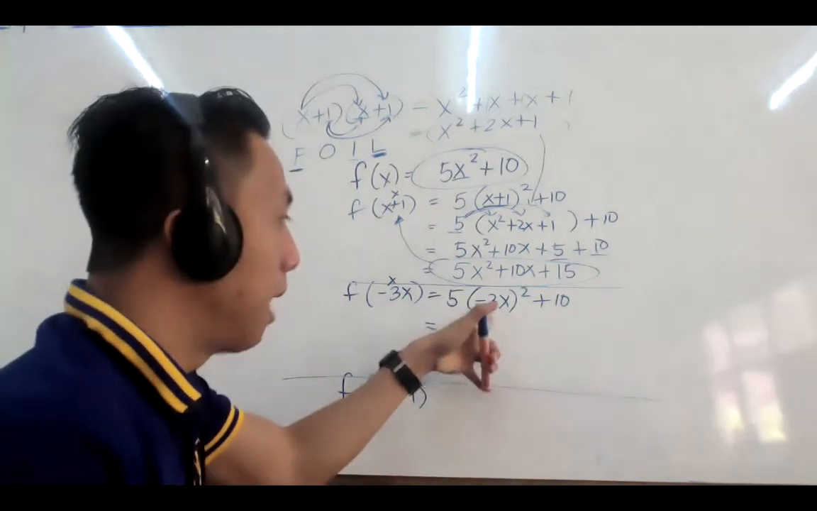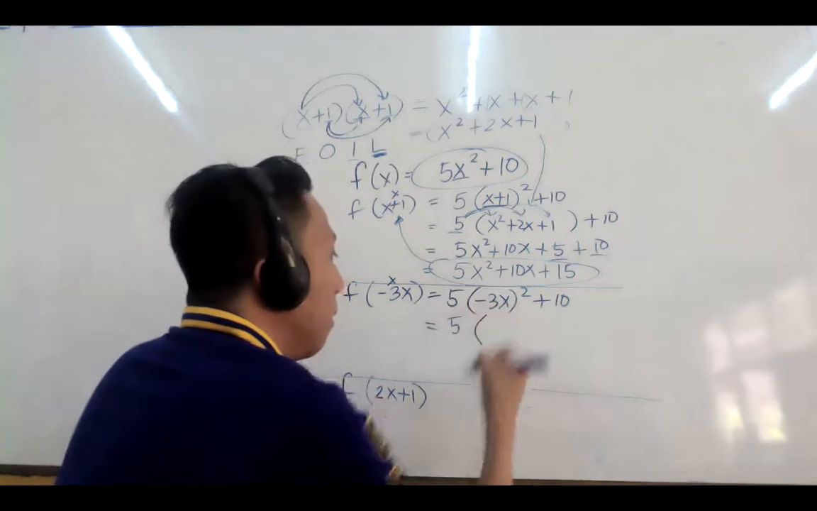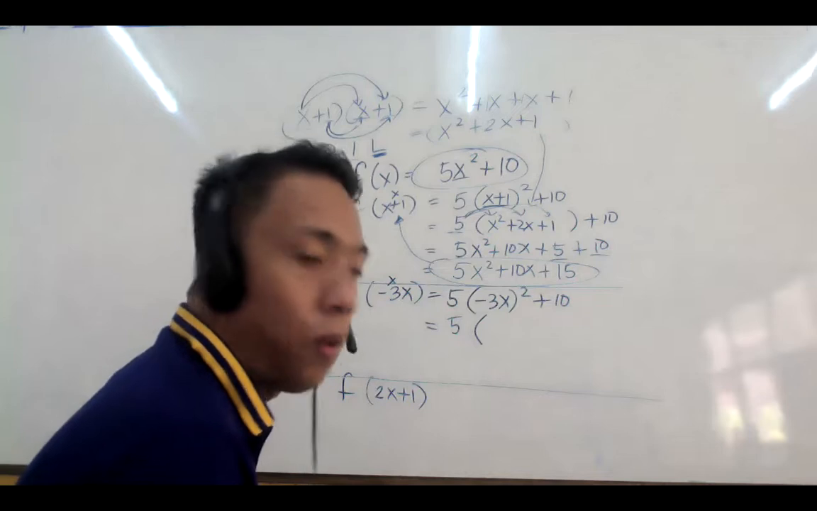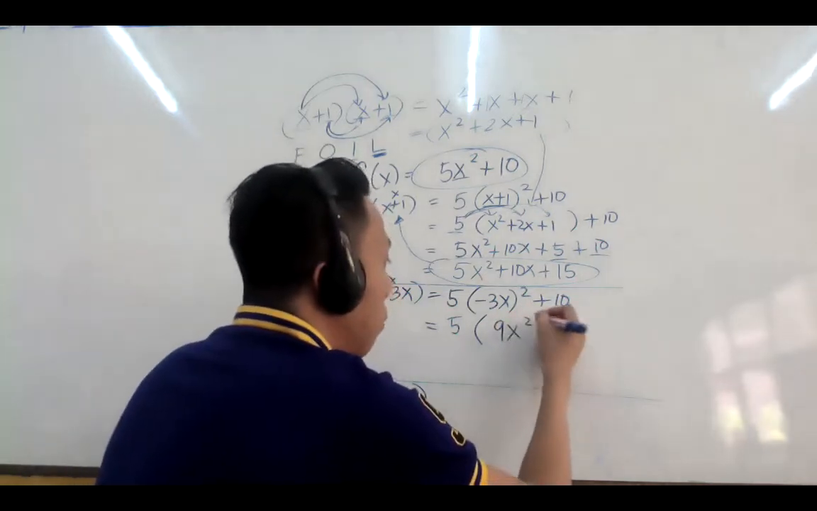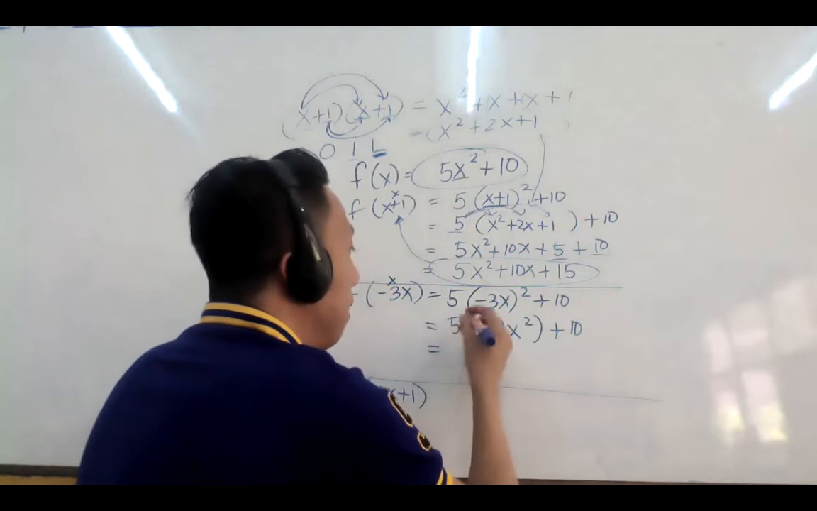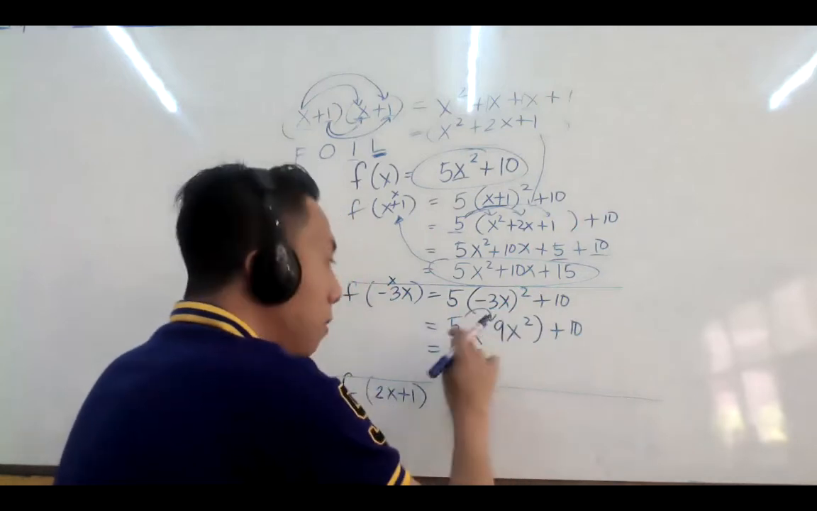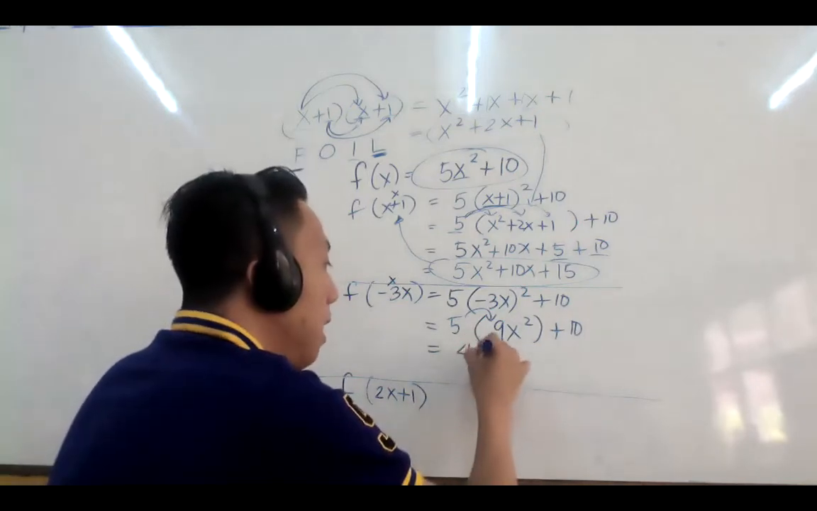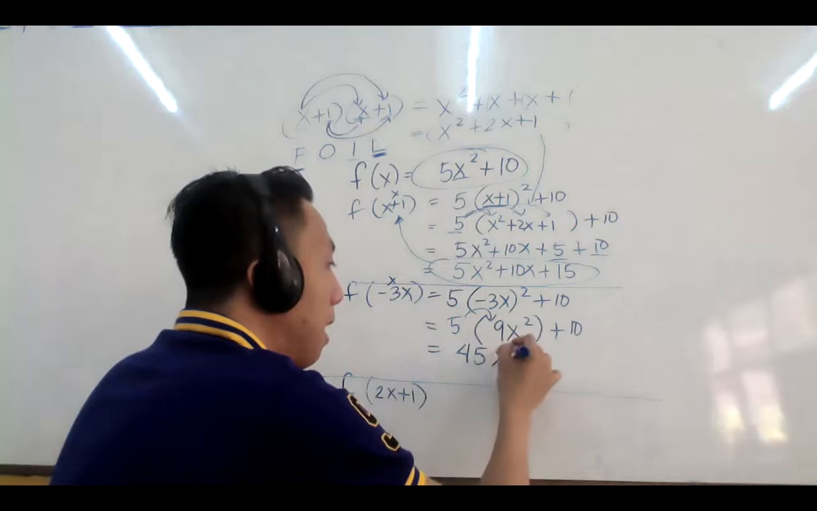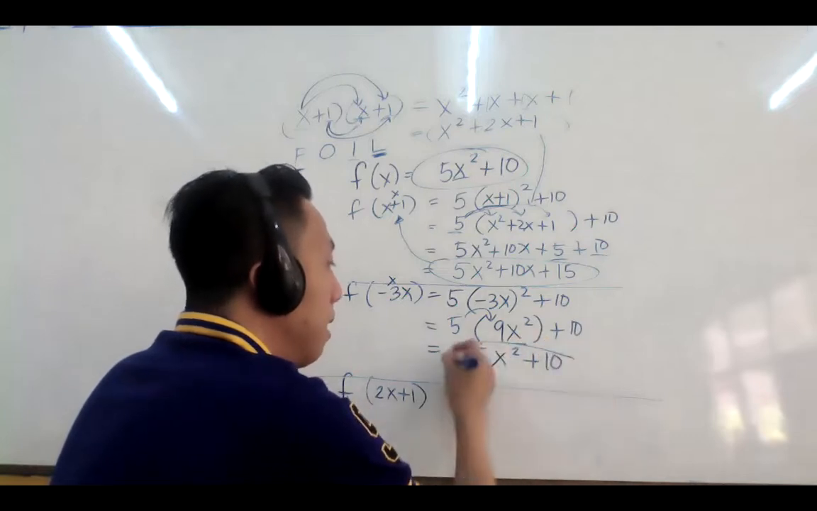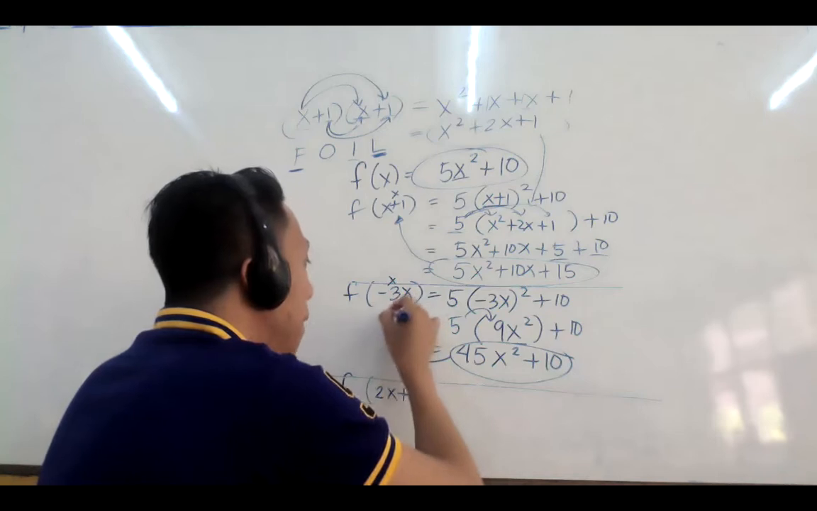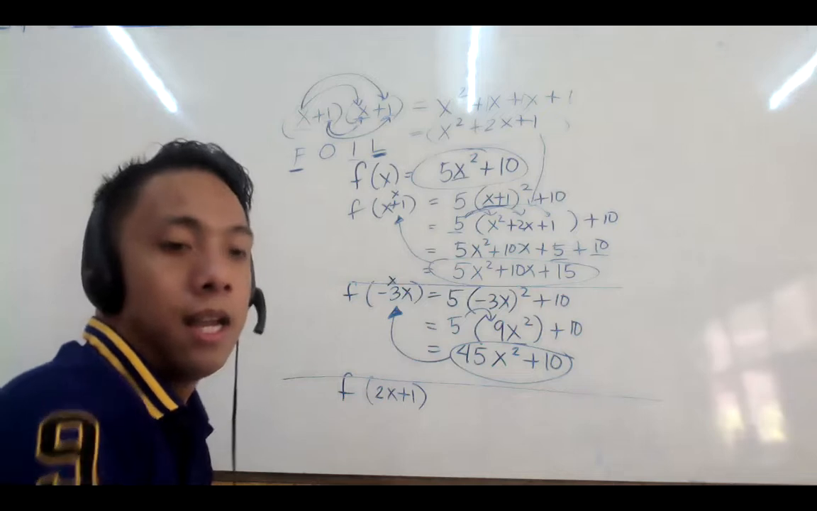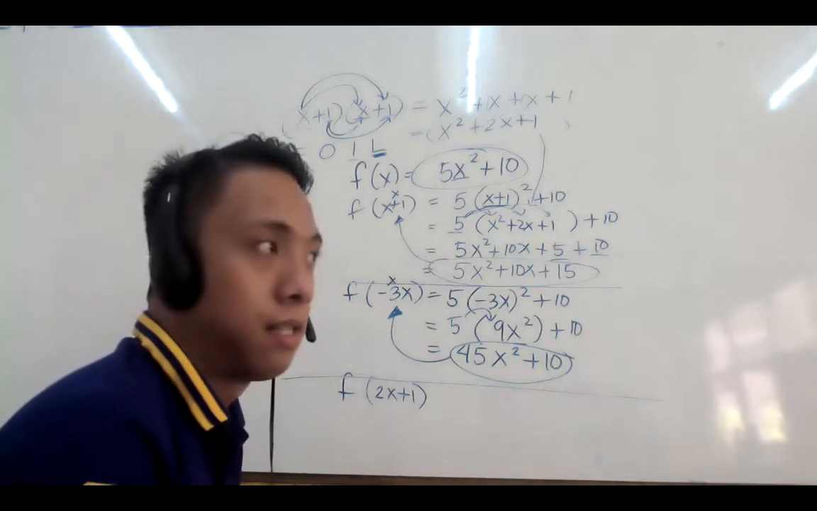The expanded form of negative 3x squared is, what is 3x times 3x? 9x squared. 9x squared plus 10. Multiply 5 inside, it will become 5 times 9, which is 45. Copy x squared plus 10. This is now the function of negative 3x. Okay, as simple as that.